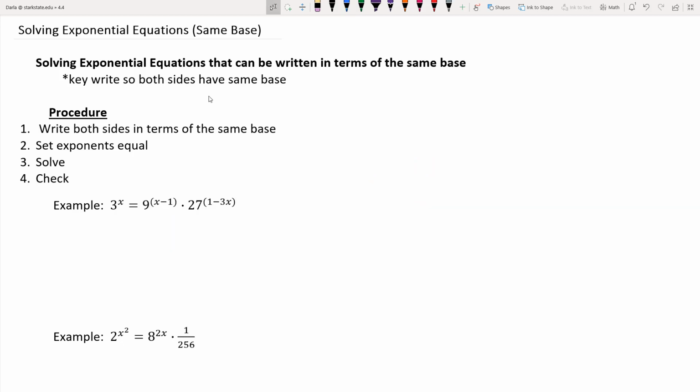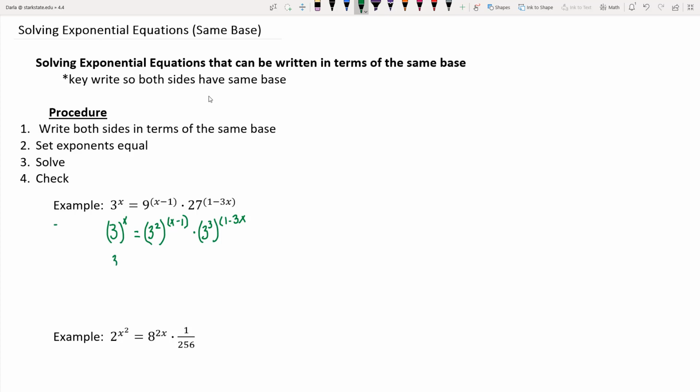Let's go ahead and take a look at another example. On the left hand side we have a base of 3, and then that's raised to the x power. On the right hand side we have 9 raised to the x minus 1 times 27 raised to the 1 minus 3x. Well, 9 can be written as 3 to the second, and then that whole base is raised to the x minus 1. And 27 can be written as 3 times 3 times 3, which is 3 to the third. And then that is raised to the 1 minus 3x.